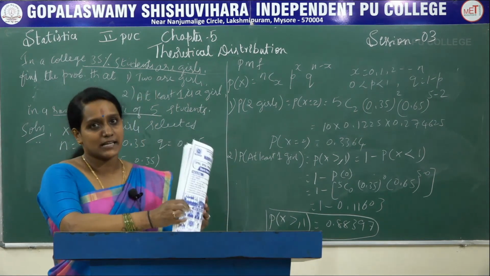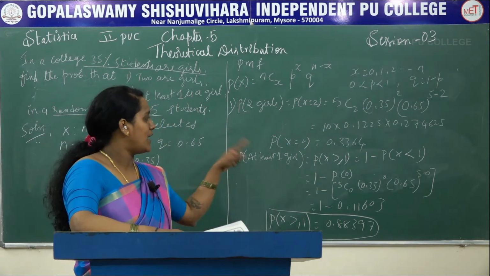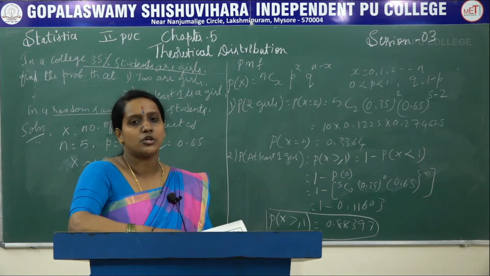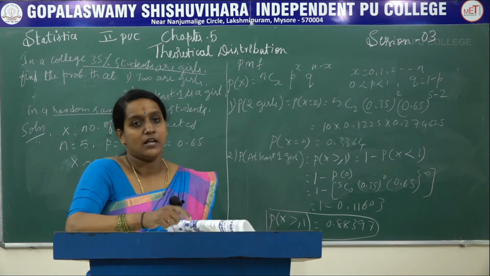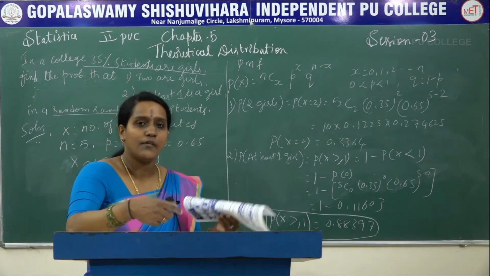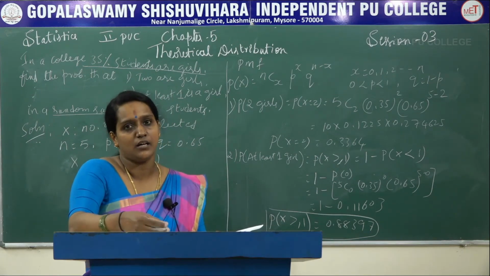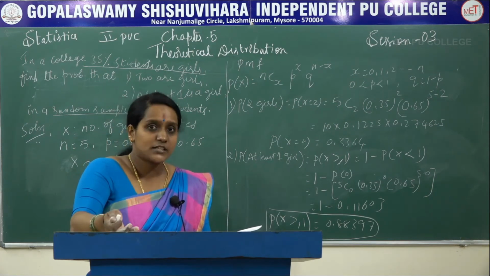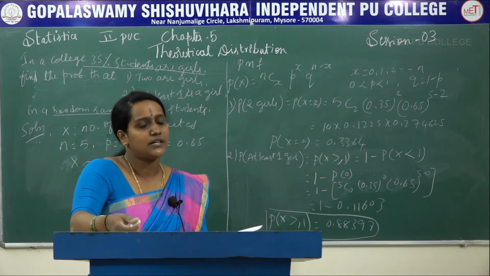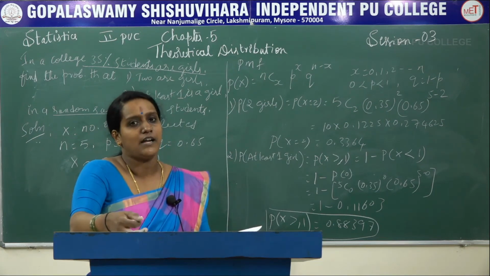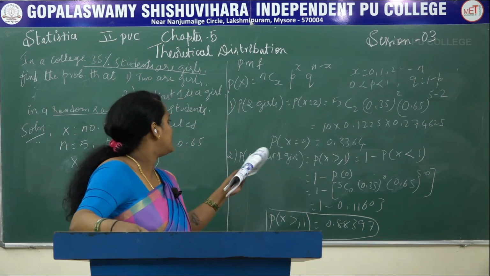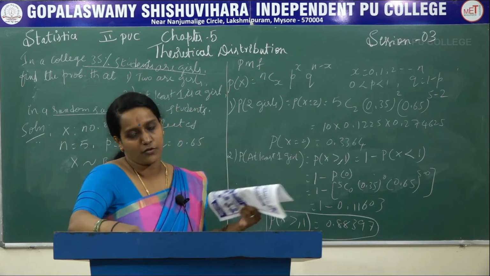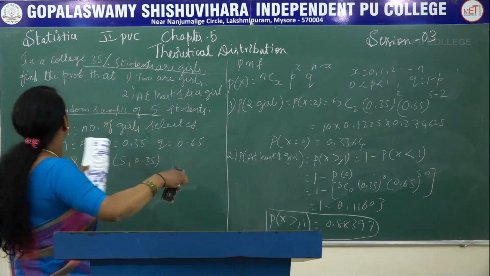Whenever it is "at least", it is better to take 1 minus of that, so that our problem will be easier. In binomial distribution, we know the n values, so we can find all the probabilities. But in Poisson distribution it is very difficult to find the values. For that sake, for "at least" we will always take 1 minus of that. Okay. Next one.